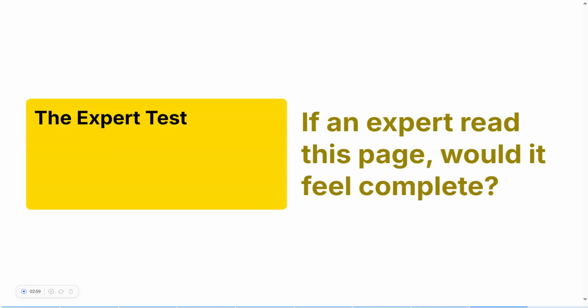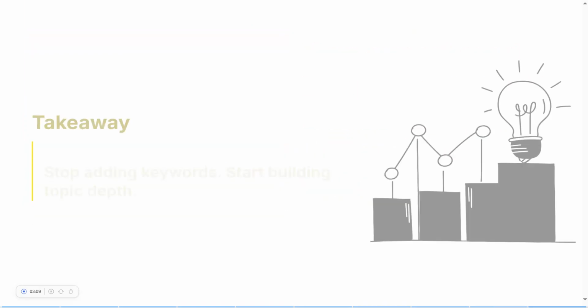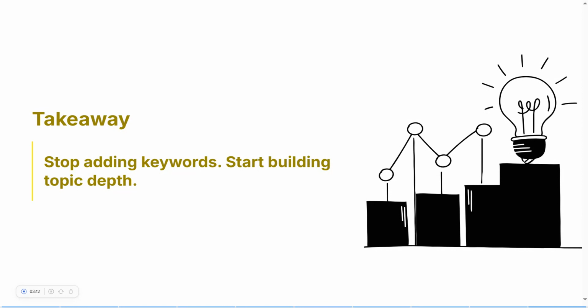The simple test is this: if an expert in the field read your page, would it feel complete? If the answer is yes, you likely covered the right entities. For our final takeaway, modern SEO is not about just adding more keywords, it's about building topic depth. When you explain a subject properly, entities appear naturally. And when entities are clear, Google understands your page with confidence. And that understanding is key to ranking.